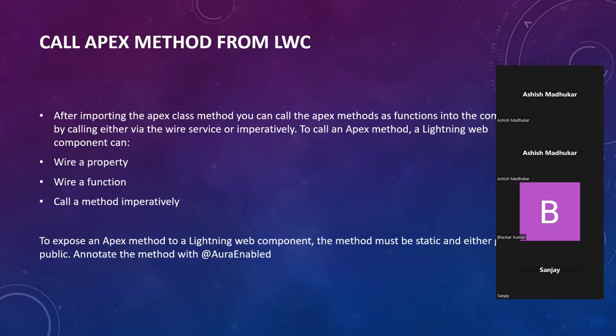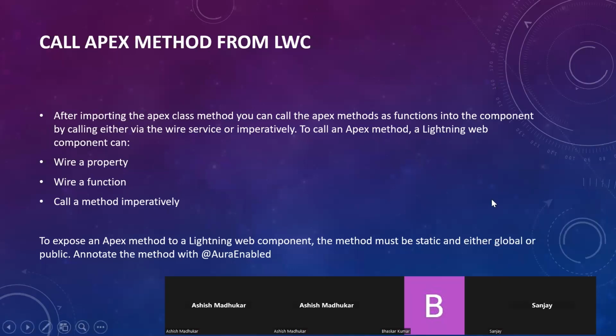After the Apex class method is created, you can call the Apex method as a function in the component, either via wire services or imperatively. Imperatively means you can call the Apex method on click, on change, any event basically. So there are three ways to call an Apex method from a lightning web component: wire property, wire function, and calling the Apex method imperatively.